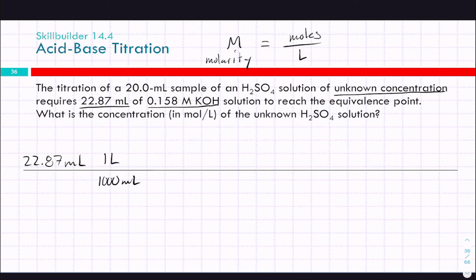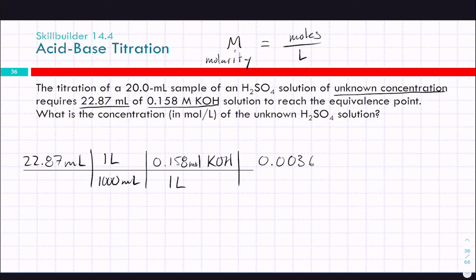Okay, all right, so converting this into liters, and then we can use 0.158 molar KOH. Sorry, this is moles per liter. And for now, we're going to just stop there. So this will calculate for us how many hydroxide molecules we added to the solution. So 22.87 times 0.158 divided by 1,000. So we added 0.003613 moles of potassium hydroxide.